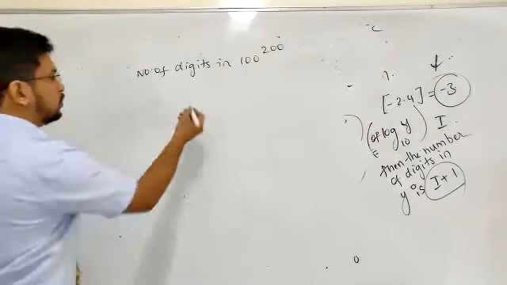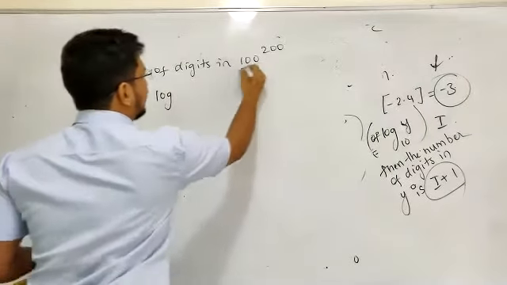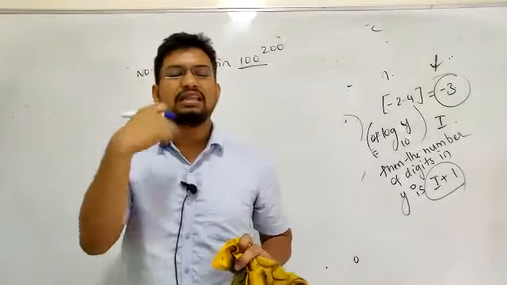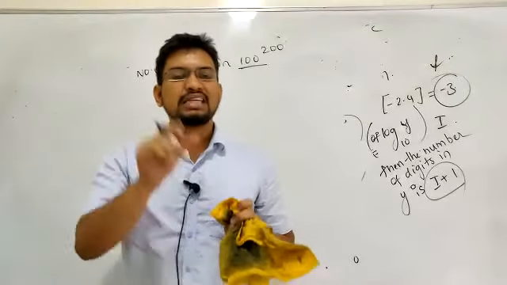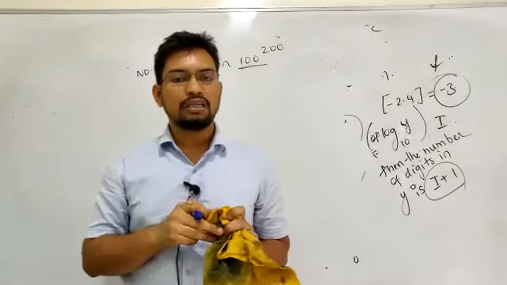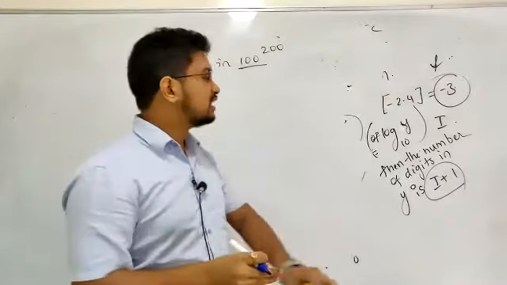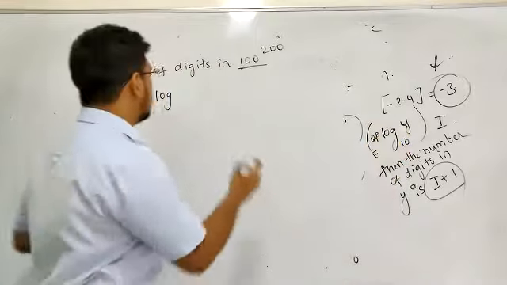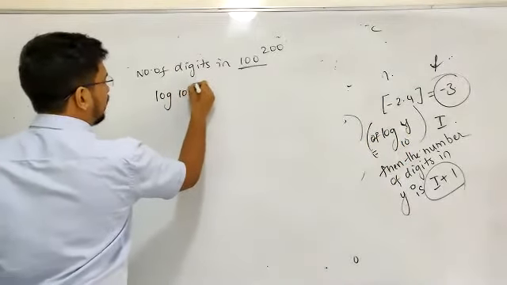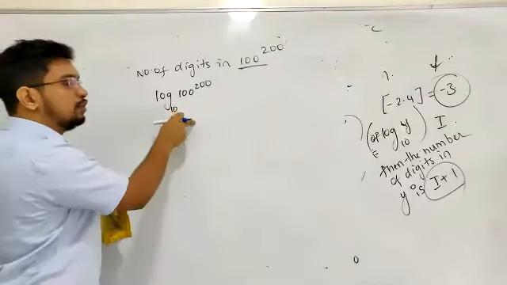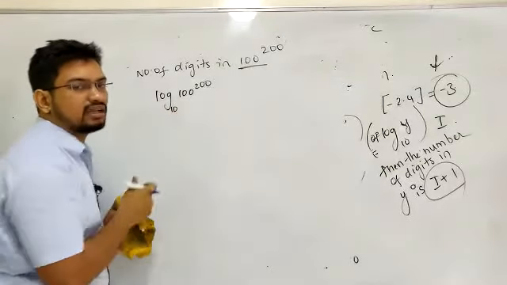Very simple. Whatever number is given, always try to apply the logarithm. I told you the number of digits in some value is I plus 1. First you have to find the characteristic. Once you get the characteristic, the number of digits will be I plus 1. So the simple idea is this: log 100 power 200 to the base 10. Always find this value. Only from this value will you get the characteristic.